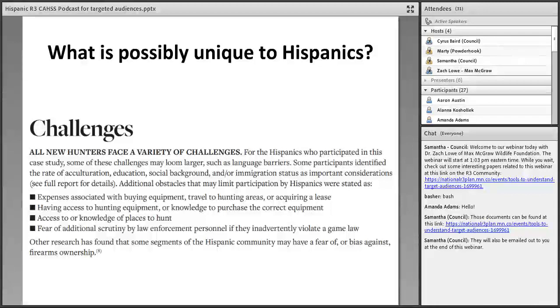I think it's worth pointing out here, circling back to the earlier idea of having hunter education courses offered in Hispanic communities. There has already been some other research done by NSSF and others that really suggests there is some social stigma about firearms, particularly among first-generation Hispanics, that we as a community should be aware of.